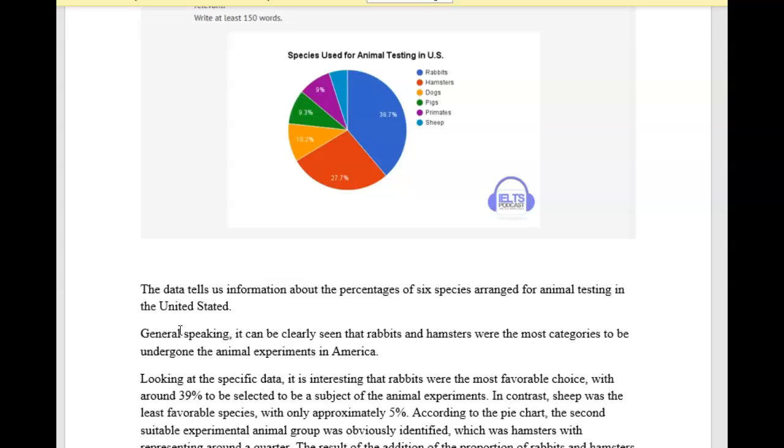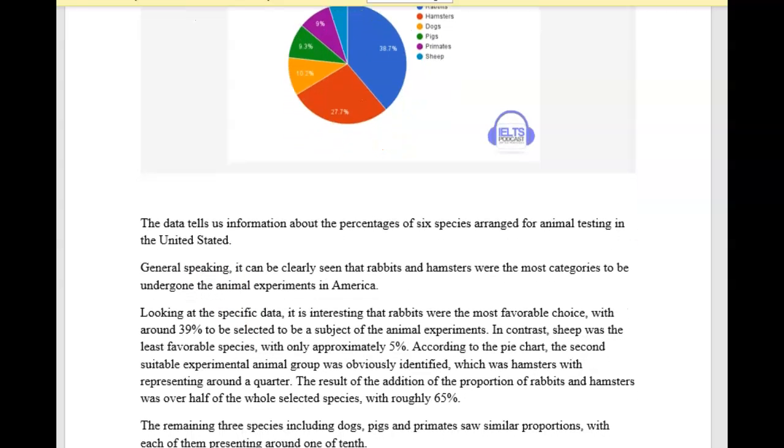It can be clearly seen that rabbits and hamsters were the animals most used in animal experiments in America. All right, not the most categories. That's the wrong word here. And this was also awkward, to be undergone. So it should have just been, were the animals most used, or you could have said, were the most used animals in experiments in America. That would have been okay. All right, let's move on.